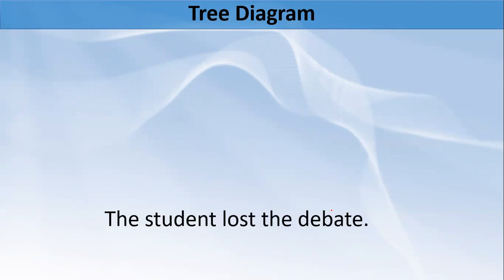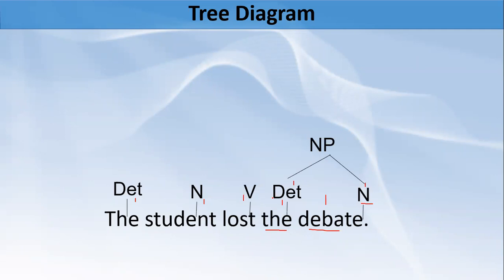The student lost the debate. Fine. We need to start with debate first. Here we have the noun, here we have the determiner. Look at the grammatical categories. Here we have the verb, and again the noun and the determiner. Starting with this one, the noun and the determiner combinedly constitute a noun phrase. Then we have lost, which is a verb. When the verb and noun phrase are combined together, we have a verb phrase here.